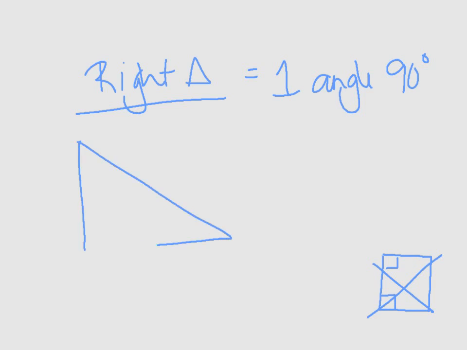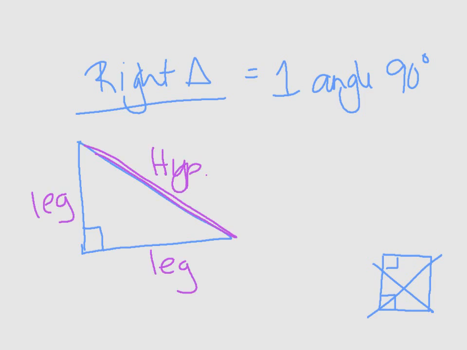So let's label the parts first. There's a lot of parts in a right triangle, which we already know. So remember, the longest side over here is called your hypotenuse, and the other two are called your legs. And remember that the hypotenuse is always opposite of your right angle. Okay, the other two sides, like I said, are called the legs. So those are the parts you need to know for your right triangle. Again, a right triangle only has one 90-degree angle.